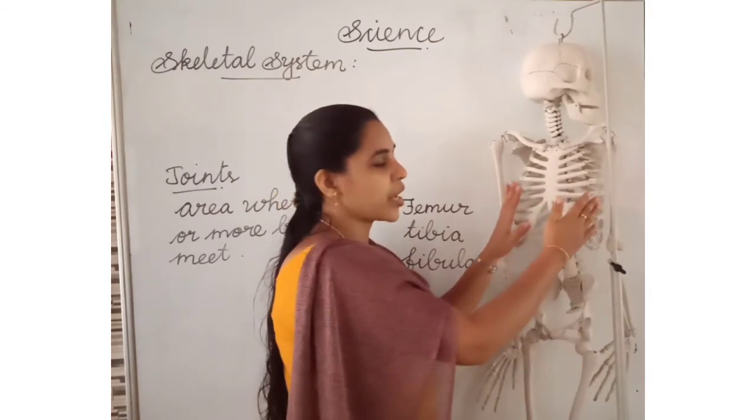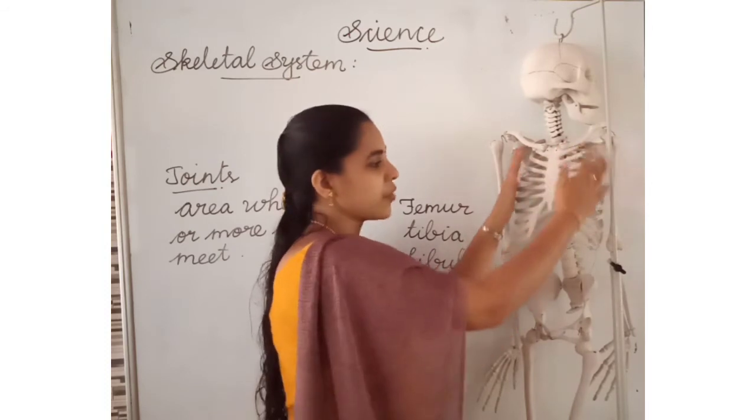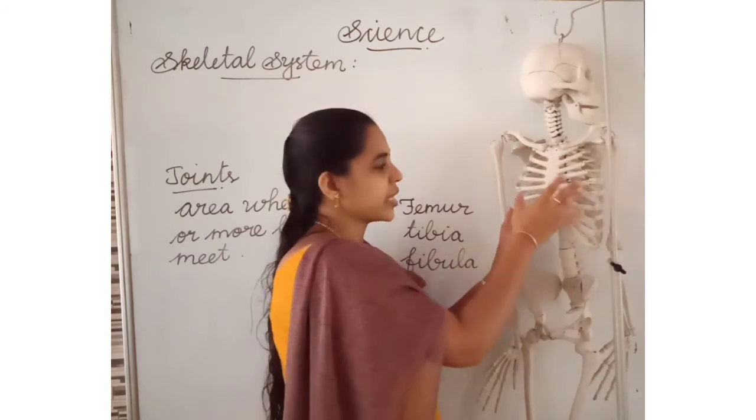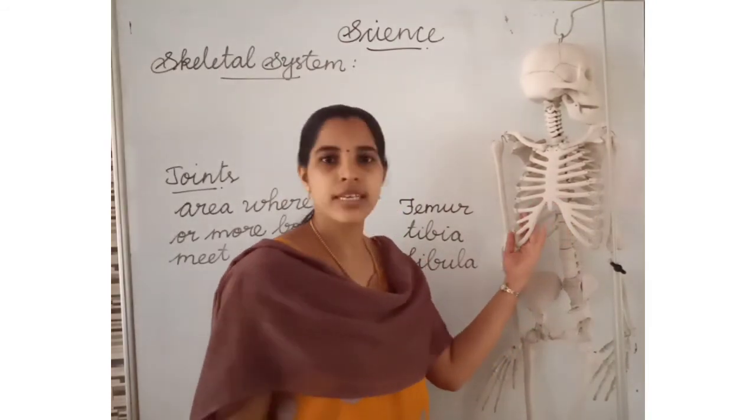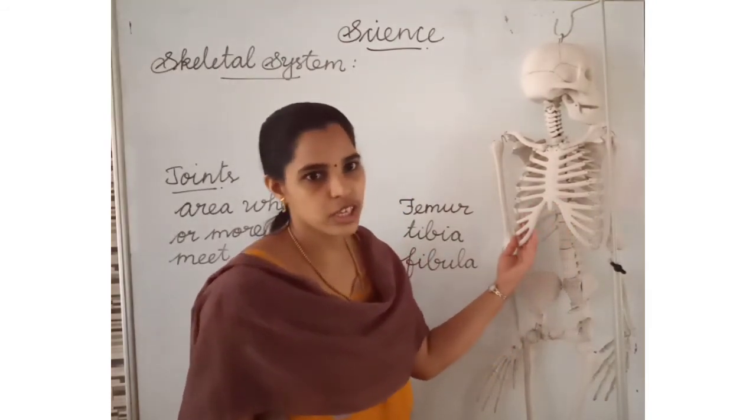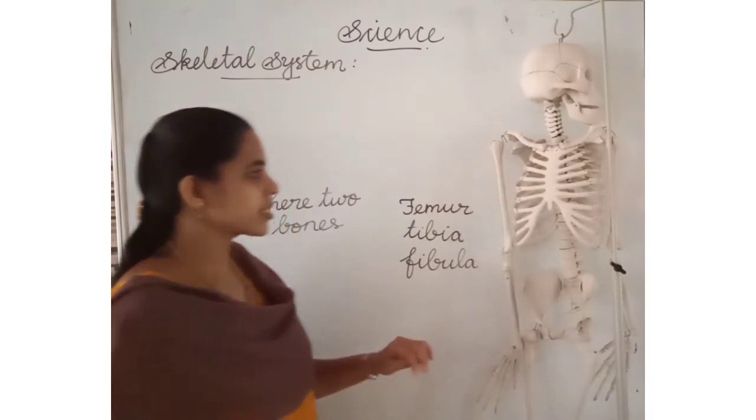12 pairs of ribs joined together. They form a rib cage. This rib cage protects the internal organs like the heart and lungs. Children, do you remember that?